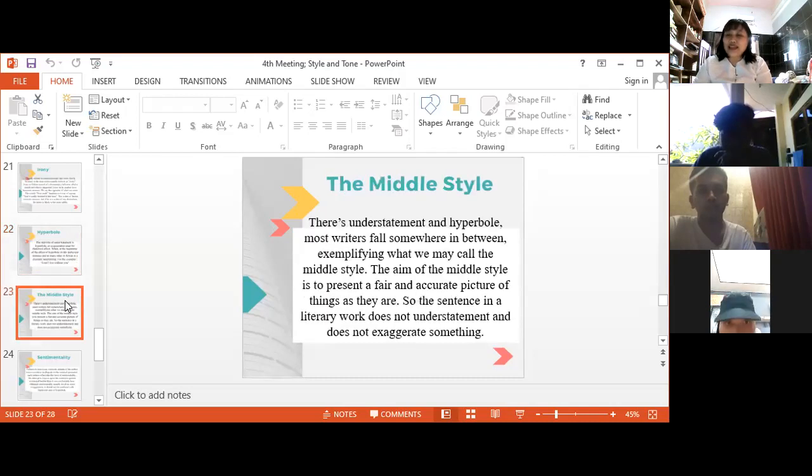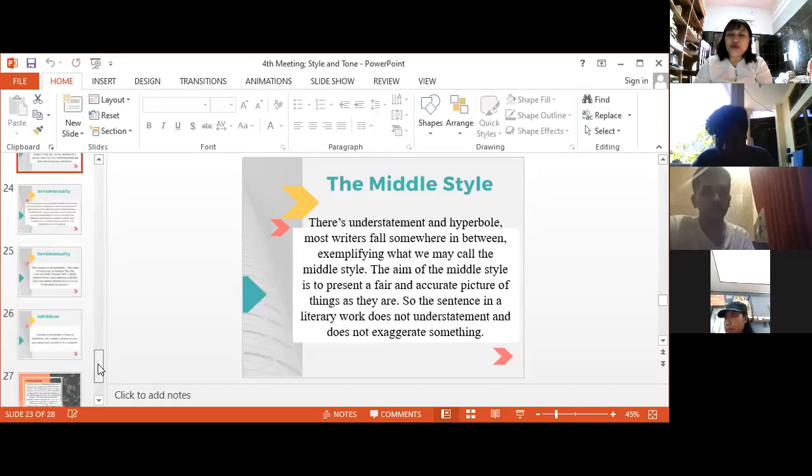The middle style. There is understatement and hyperbole. Most writers fall somewhere in between, exemplifying what we may call the middle style. The aim of the middle style is the presentation of an aware and accurate picture of things as they are. So the sentence in a literary work does not understate and does not exaggerate something. The middle style, yeah, not understatement, not exaggerate.